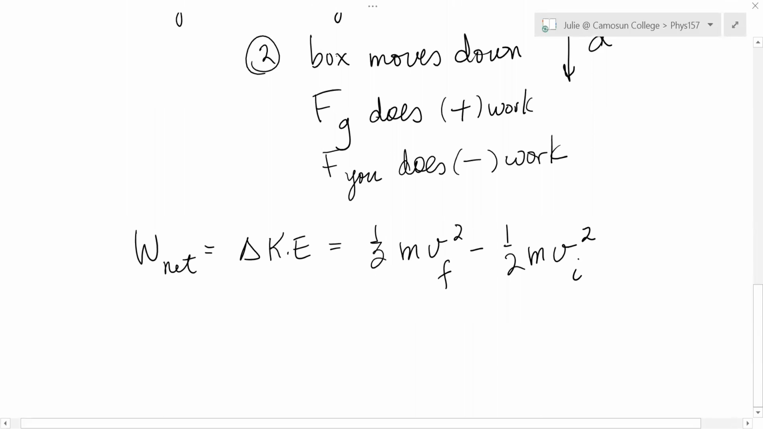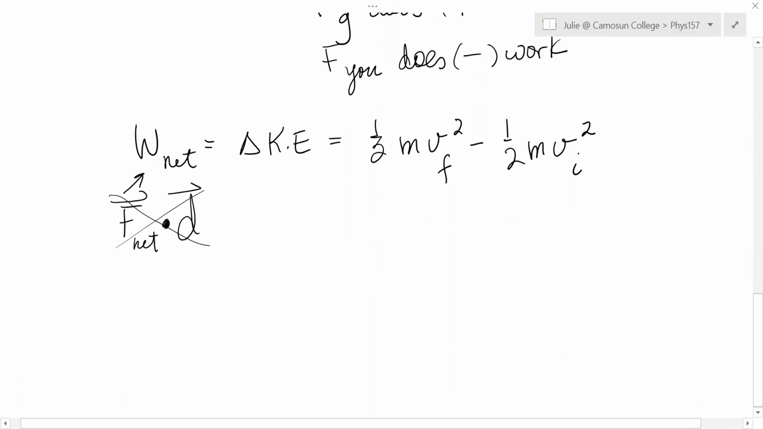Now this net work means you have to deal with the net force times D. And this is actually a dot product. You would normally just do all the work from each individual force separately. Okay, I don't think this course deals with dot products, so maybe I shouldn't have written that down.